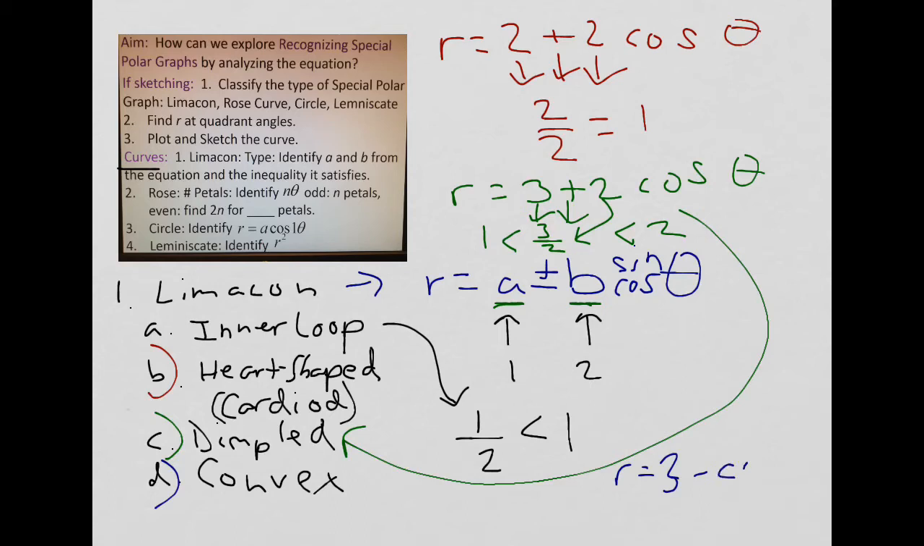And I haven't used sine, so let me do that too, to just give you that variation, okay? So we can identify a to be 3 and b to be 1. Okay, it is definitely a limaçon. So 3/1, this is greater than or equal to 2. When it's greater than or equal to 2, then this is convex.